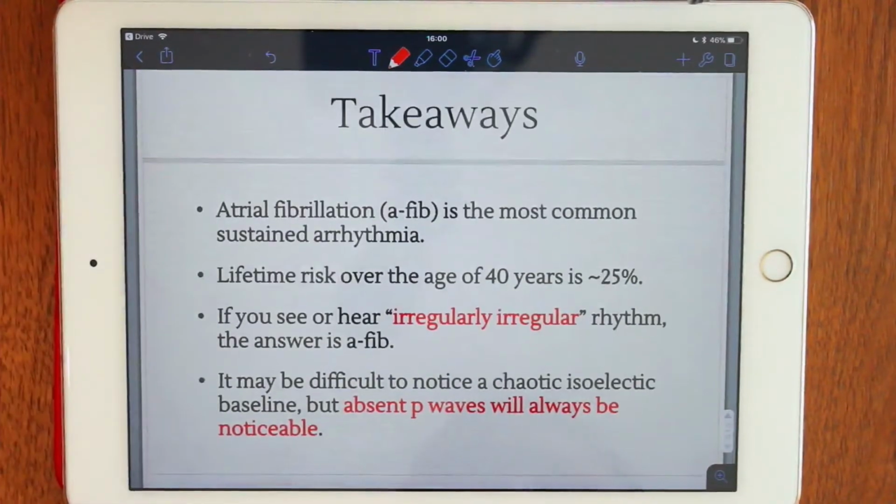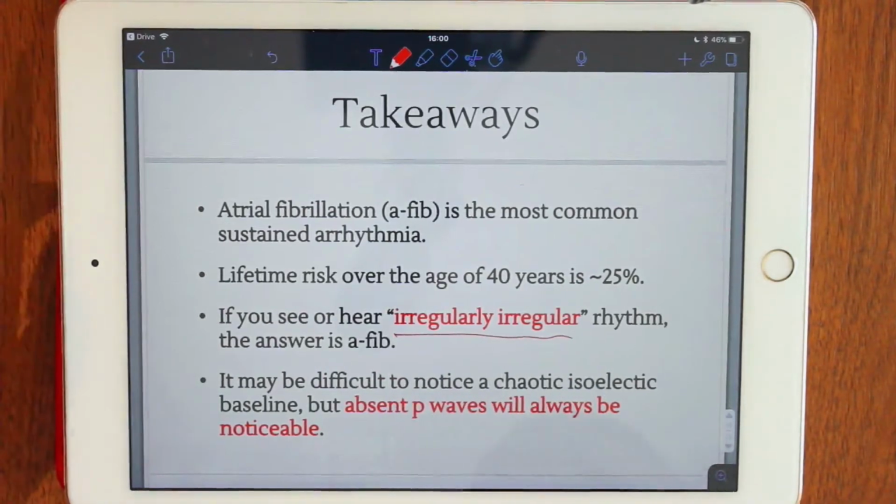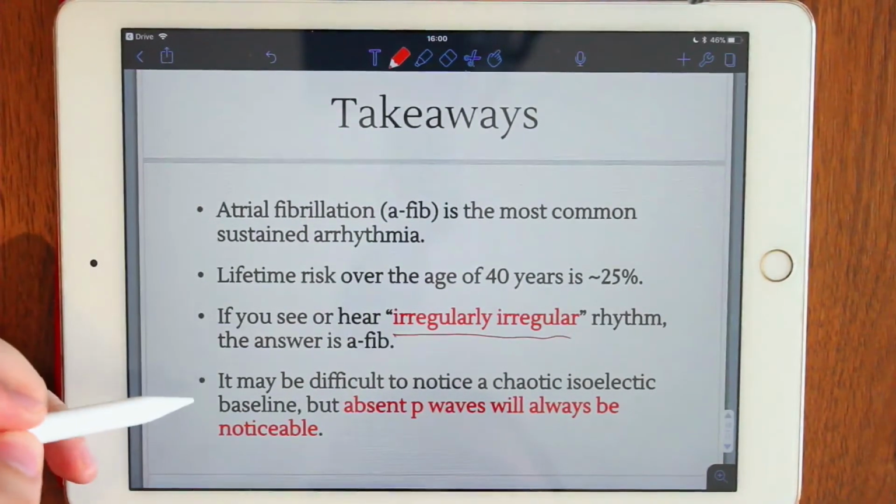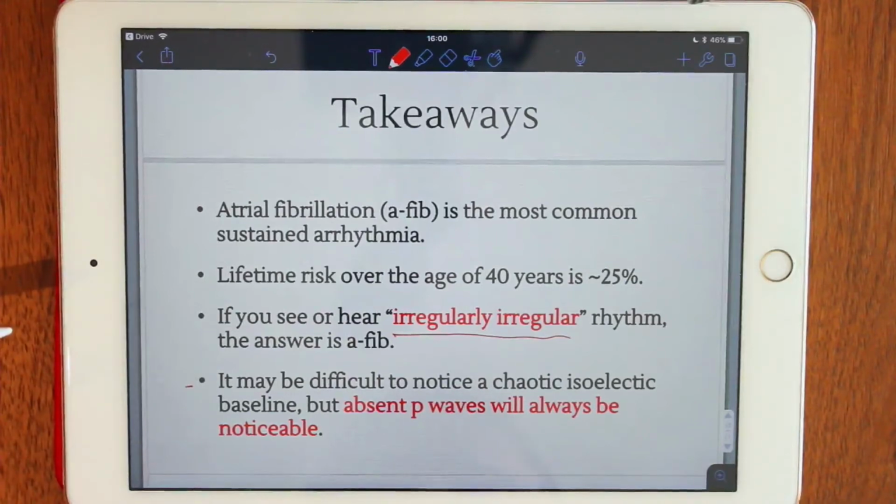So what are some takeaways for this? AFib is the most common sustained arrhythmia, so it's very important to be comfortable with this rhythm. The lifetime risk over the age of 40 is about 25%, so you will see it a lot. The words irregularly irregular are almost exclusively reserved for atrial fibrillation. Now, it may be difficult to notice a chaotic isoelectric baseline, so this isn't the primary feature you should use for diagnosis. The main things are, as we said, an irregularly irregular rhythm and absent P waves. Once you have those two things together, you can pretty safely diagnose AFib.